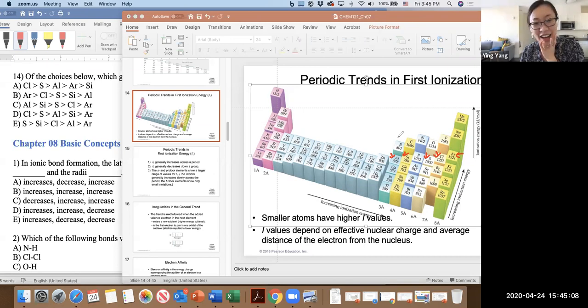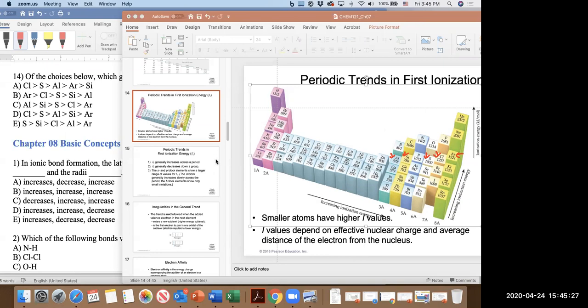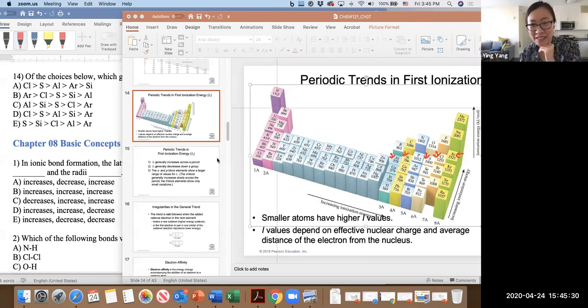Let me see. I got the answer B. Everyone else? Agree? Is it actually from largest to smallest, right? Yeah, from largest to smallest. So which would be the largest? If you just determine which one would be the largest, then you can determine the correct answer.